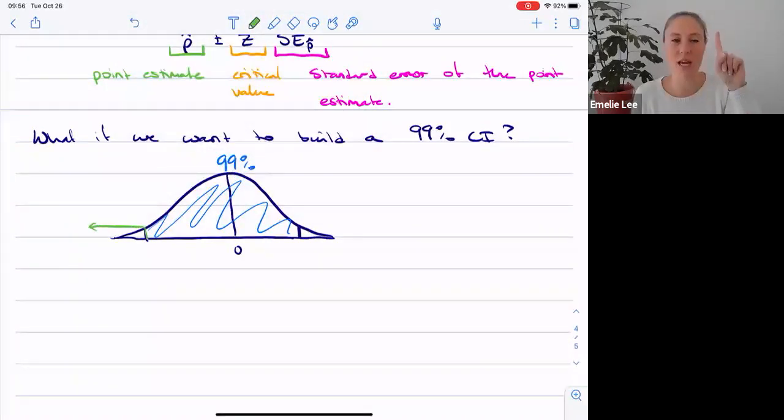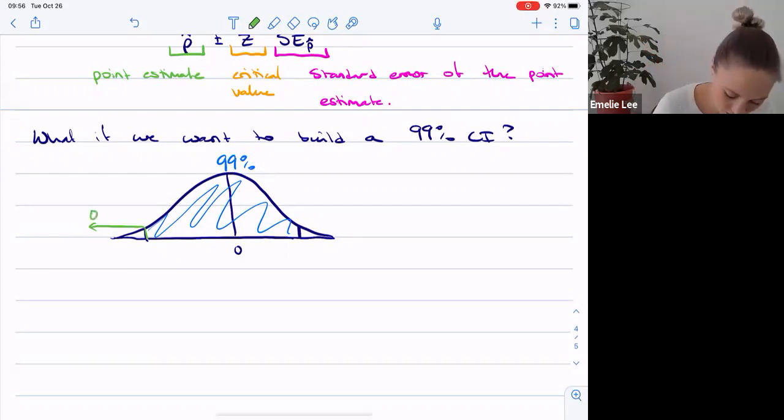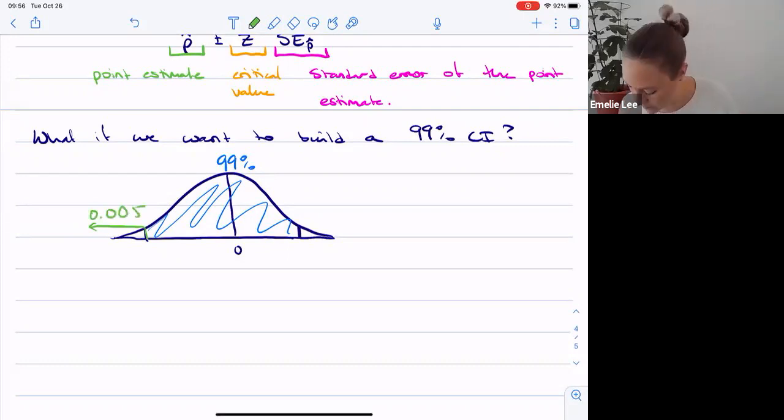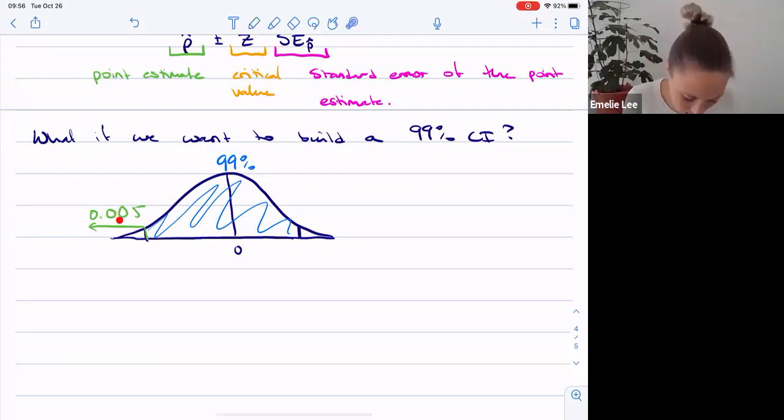99% means 1% is left over, but it's split evenly between the two tails. So that means I have 0.5%, which means this must be 0.005. Let me just confirm. 0.5 divided by 100 is, oh great, it gave me scientific notation. Okay, nice, thank you. So what I'm looking for is an area in the tail that's closest to 0.005.